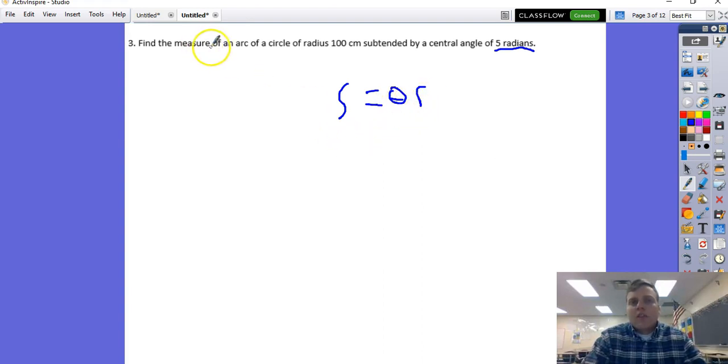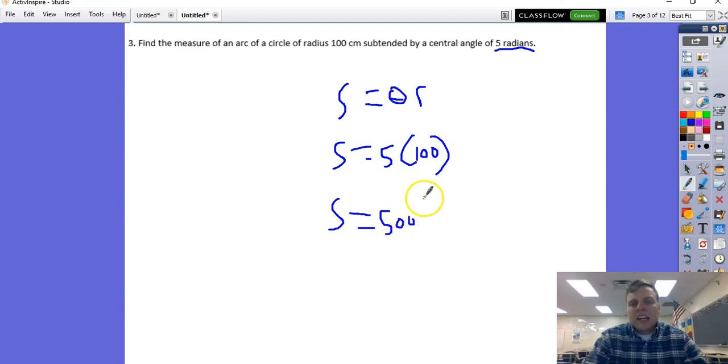I want to find the measure of an arc, so I can say S is equal to, I know that theta is 5, and I know that the radius is 100. And 5 times 100 is just 500, so the measure of this arc is 500. And that's it. That's all there is to this problem.